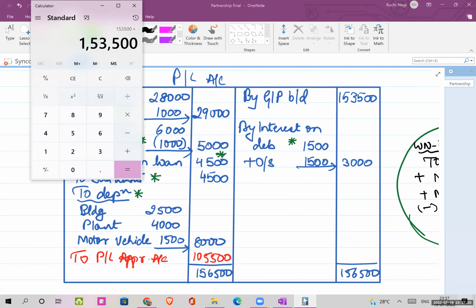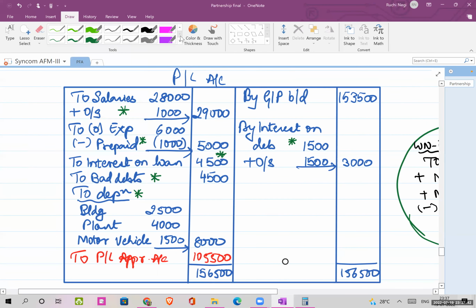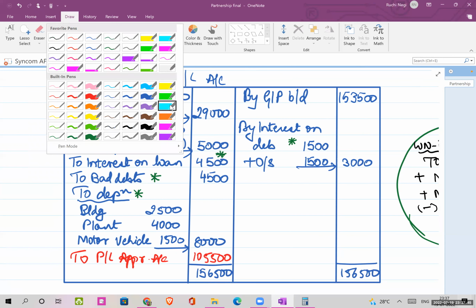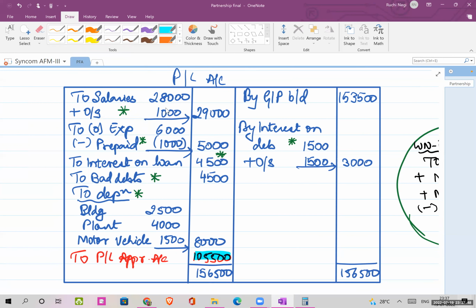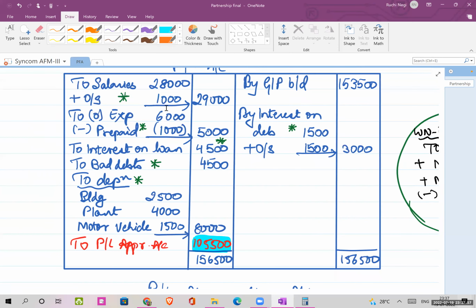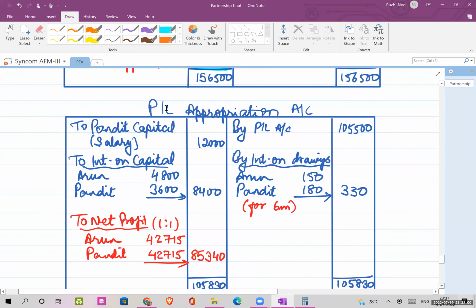So yeah, 1,53,500 plus 3,000 minus 29,000 minus 5,000 minus 4,500 minus again 4,500 minus 8,000 of total depreciation. So 1,05,500. ये बैलेंस आपका जाएगा आपके पीएनएल अप्रोप्रिएशन में. ओके, yeah, this is your P&L appropriation.